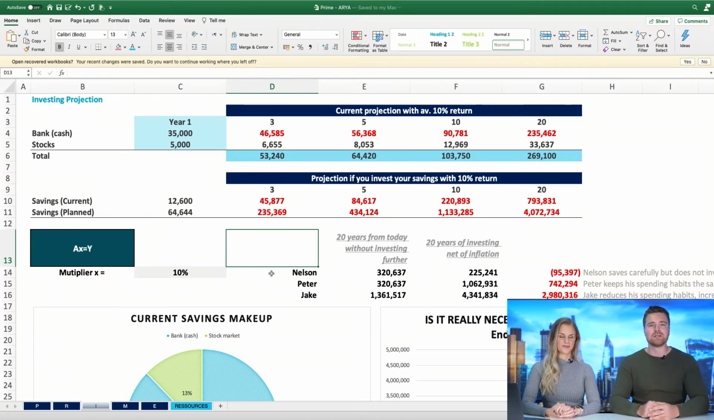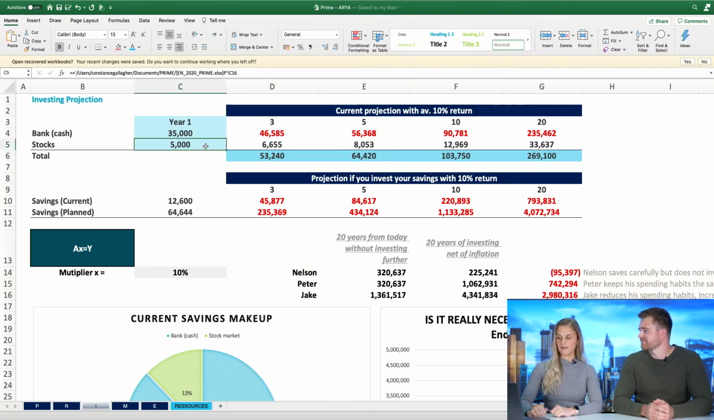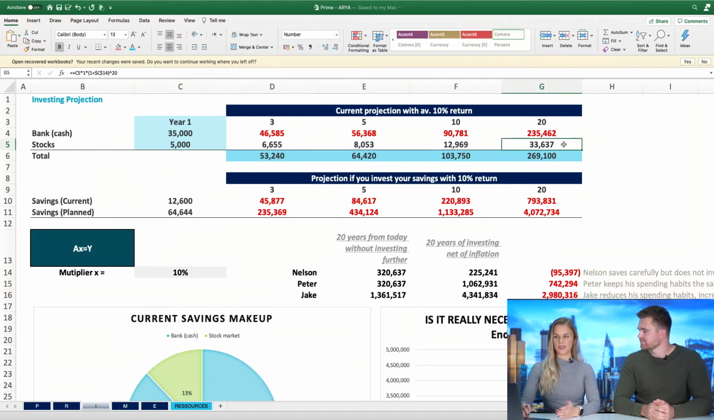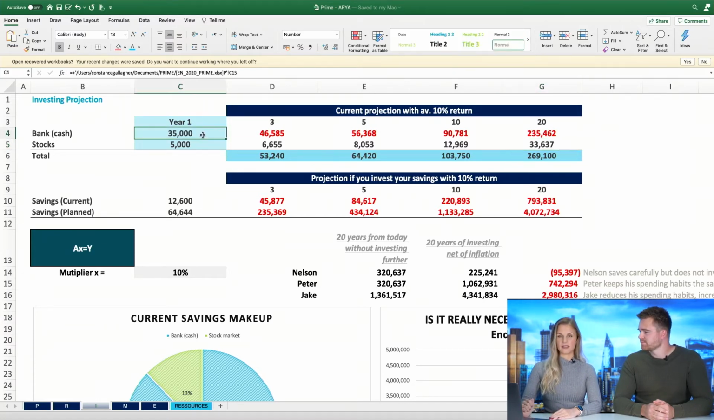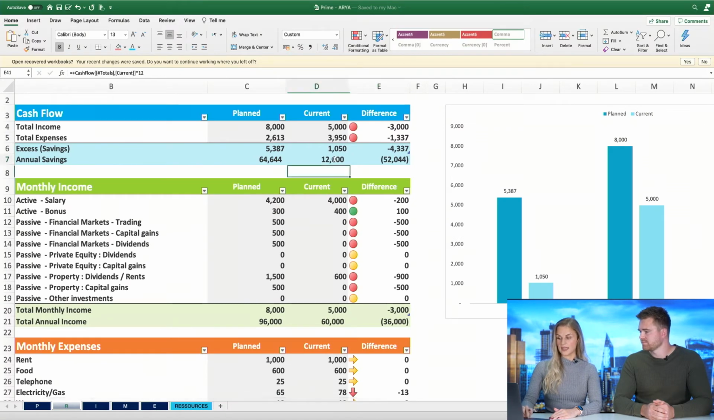Ideal. So firstly, let's now look at Nelson. We'll see what he has done. Connie, do you want to walk us through Nelson? Yes, so Nelson is our first guy. He has 5,000 in the bank, in his stock, and he has had a return for 20 years. He's ending with just nearly 34,000. He has his 35,000 in the bank, and he has his current savings as 12,600, which we had seen from the previous slide. So this is Nelson.